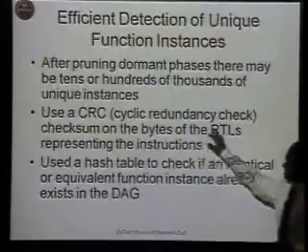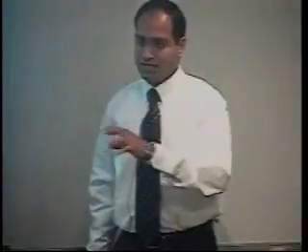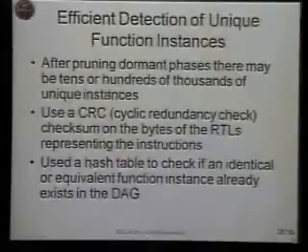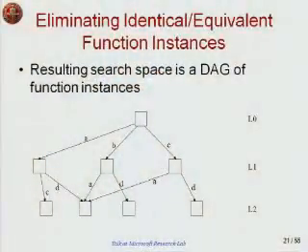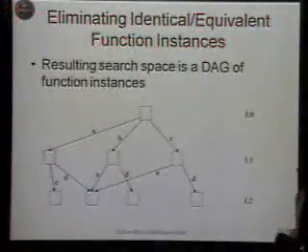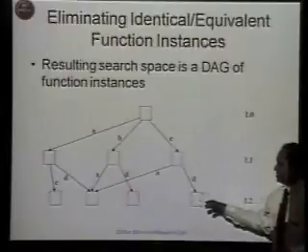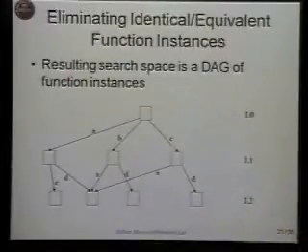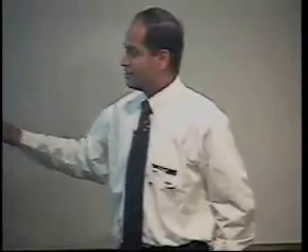We therefore used CRC checksums on the bytes of the RTLs and only compare the CRC checksums of the current function with the CRC checksums of all the previous function instances to check for identical function instances. We also used multi-level hash tables to make the searches more efficient. So now the result of finding or eliminating identical and equivalent function instances is essentially converting the tree into a DAG, as we can see here. What is important is that there is no longer an exponential growth in the search space at each level, which is what we had expected and which is what we see in most of the functions that we study.